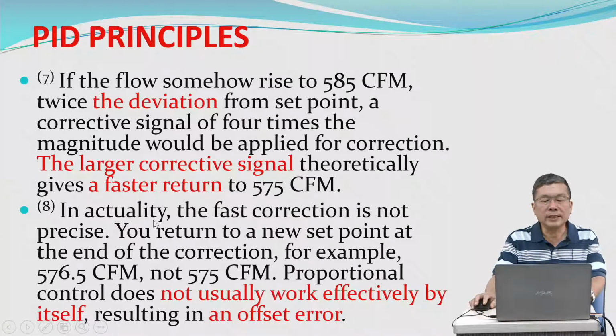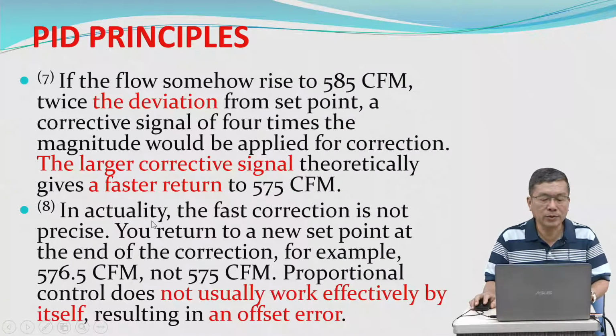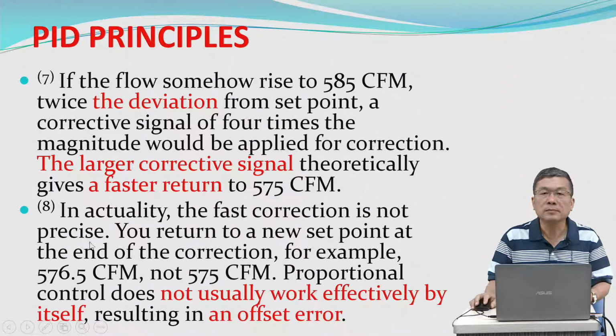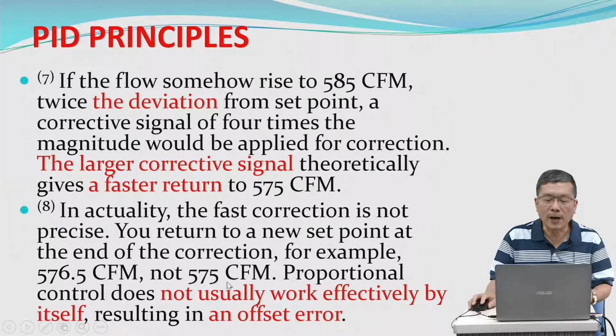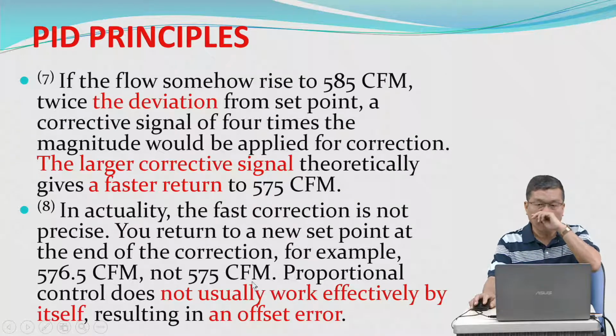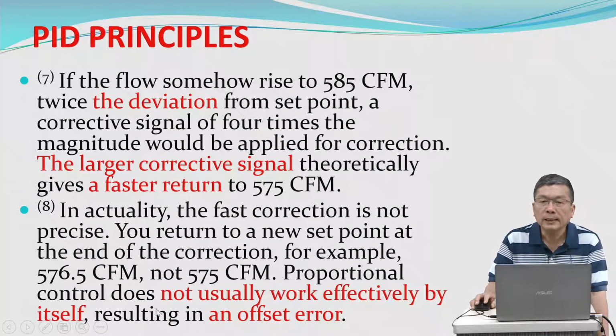In actuality, the fast correction is not precise. You return to a new set point at the end of the correction. For example, 476.5 CFM, not 575 CFM. Proportional control does not usually work effectively by itself, resulting in an offset error.